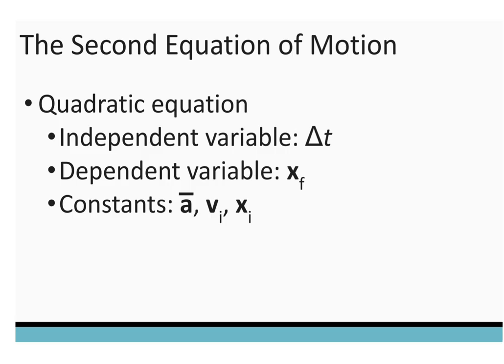Not always, but sometimes. The second equation, your independent variable is your change in time. Your dependent, what you're solving for, is your final position. You have some constants in there. So your acceleration, your average acceleration is going to be a constant. Your initial position is going to be a constant, and your initial velocity is going to be a constant in that equation. All right? And so when we set these up, that's kind of what can happen there.